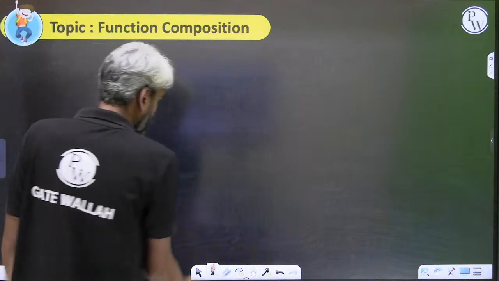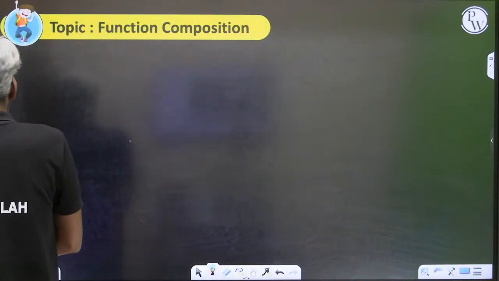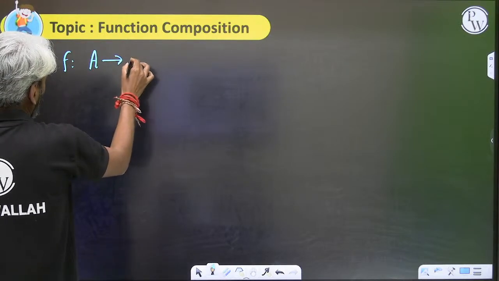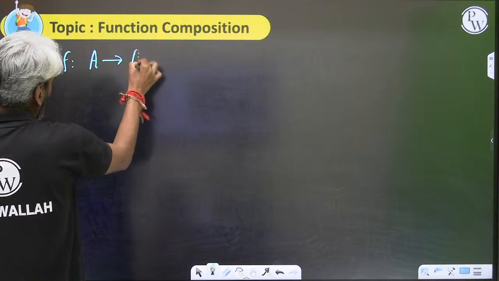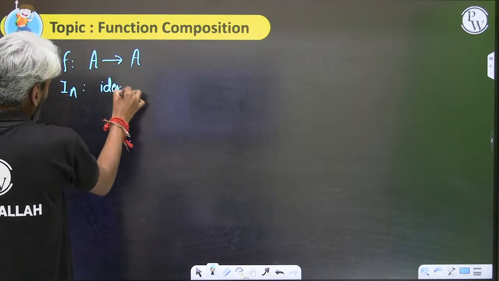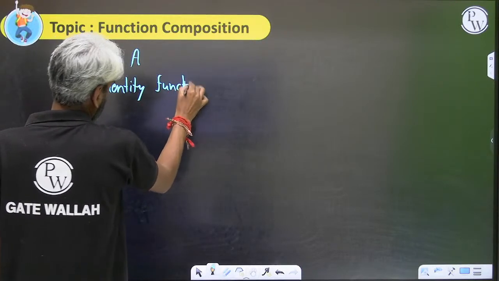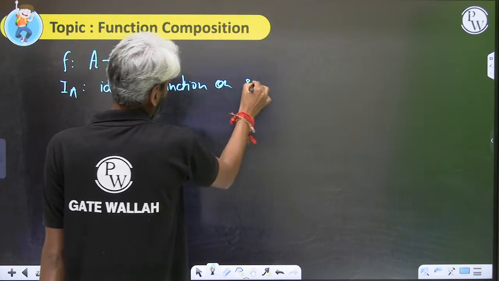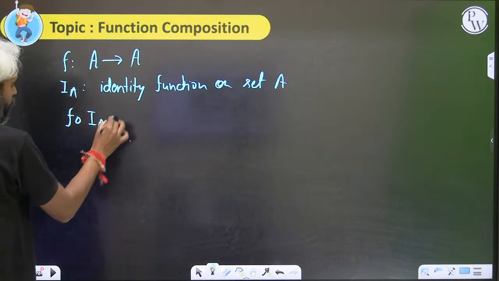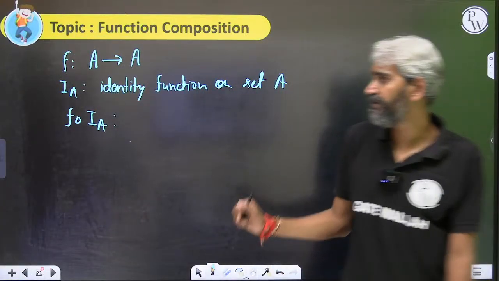Look at this. Assume that f is any function from A to A, and I_A is the identity function on set A. Then what will be f of I_A? If we perform the function composition of function f and the identity function on set A, what will be the result?